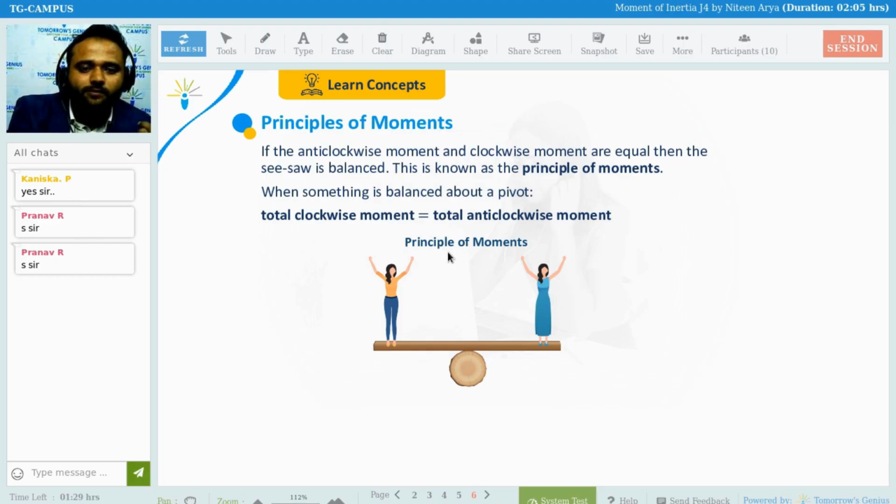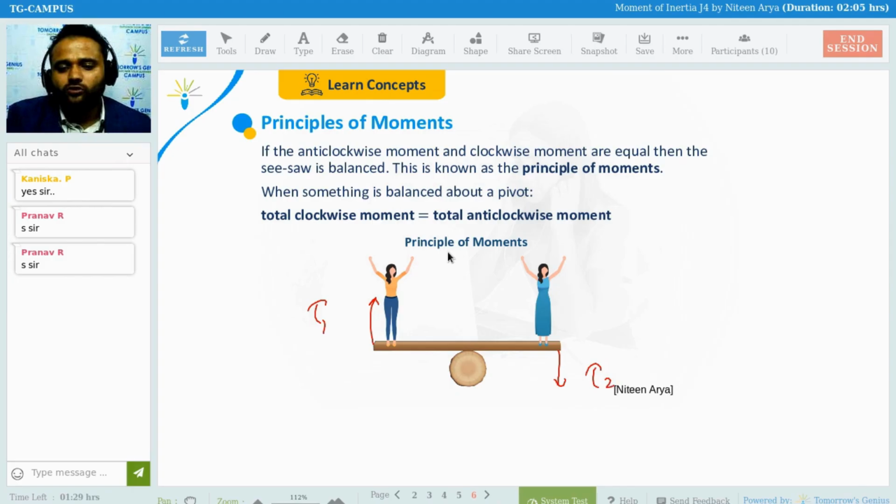When something is balanced about a pivot, this is the pivot, the total clockwise moment is going to be equal to the total anti-clockwise moment. Moment is again the torque thing. This is the clockwise moment and this is the anti-clockwise. As you can see, both of the girls in this picture have almost the same weight. If any one of them has an unequal or unbalanced weight, it is not going to be balanced in this way. Clear? This torque tau 1 and this torque tau 2 are going to be equal.